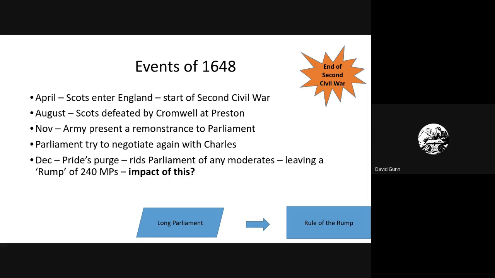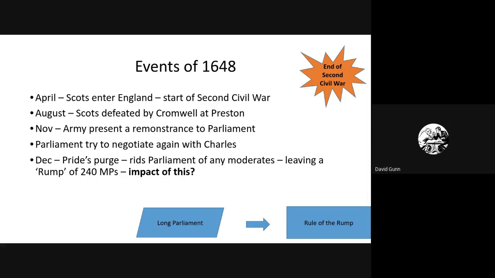Parliament try and negotiate again with the king. They want to kind of get him on side. The army by December 1648 have had enough, and so Colonel Pride, Thomas Pride, goes to Parliament, rids Parliament of moderates. So the army, it's kind of a military coup. They get rid of moderates from Parliament, leaving a rump of 240 MPs.